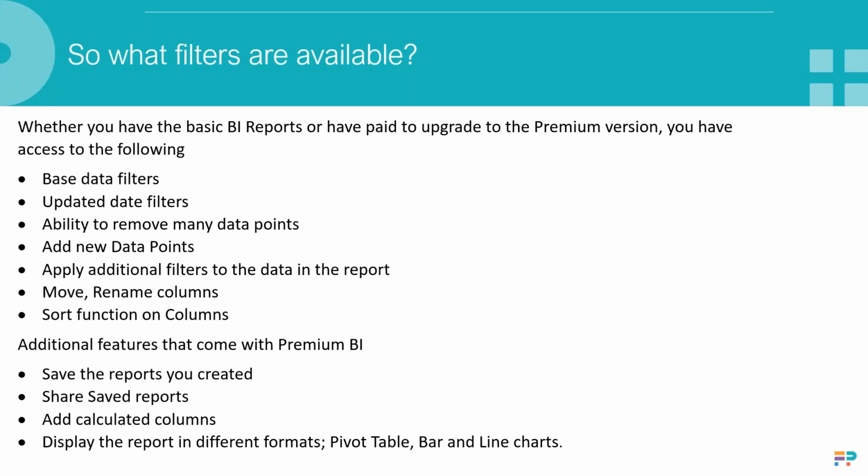So before we dive into actually building a report, what I wanted to look at is, what filters are available? What can I do with the data in the reports? So the first set relates to the base BI reporting. That's what's available if you don't have the premium version. And the second set here is exactly as it says, the features that come with the premium version.